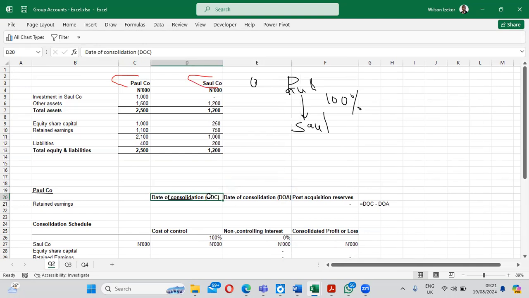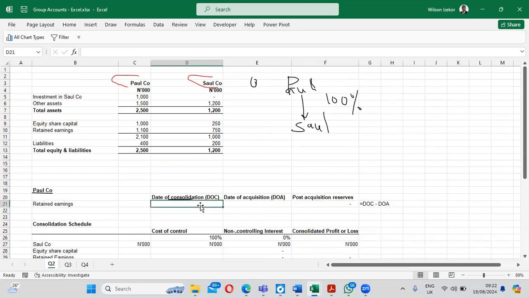When you get the retained earnings at the date of consolidation, you also get the retained earnings at the date of acquisition. So when you find the difference between the retained earnings at the date of consolidation minus the retained earnings at the date of acquisition, you have the post-acquisition reserves. That is the DOC minus DOA. DOC is date of consolidation, DOA is date of acquisition.